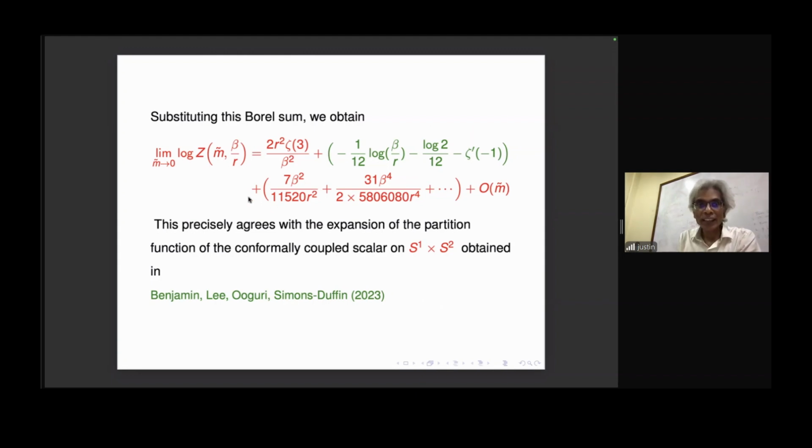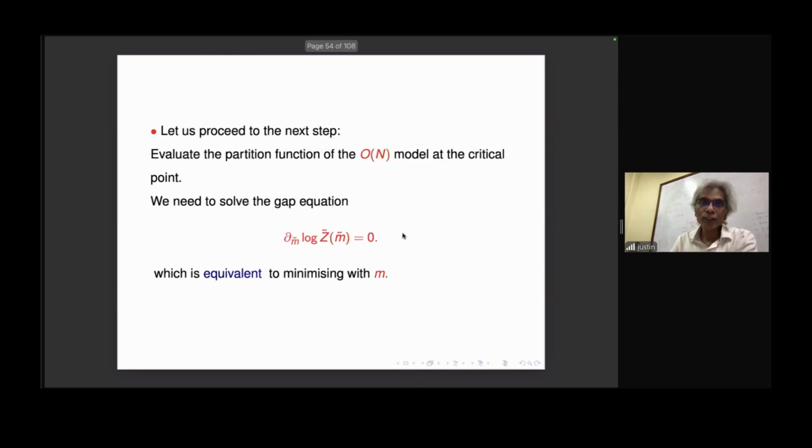And remarkably, if you compare this expression with that of the conformally coupled scalar, meaning the massless scalar on S1 times S2, this expansion is given in a recent paper of this group, and it precisely agrees actually. So it's a good check. It's really a good check that all these manipulations, which involve various tricks of integrations and so on, pass this check. Now let's proceed to the next step.